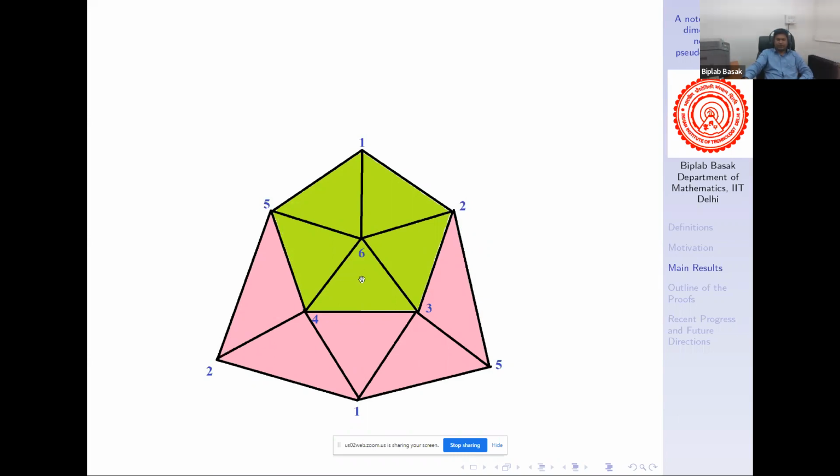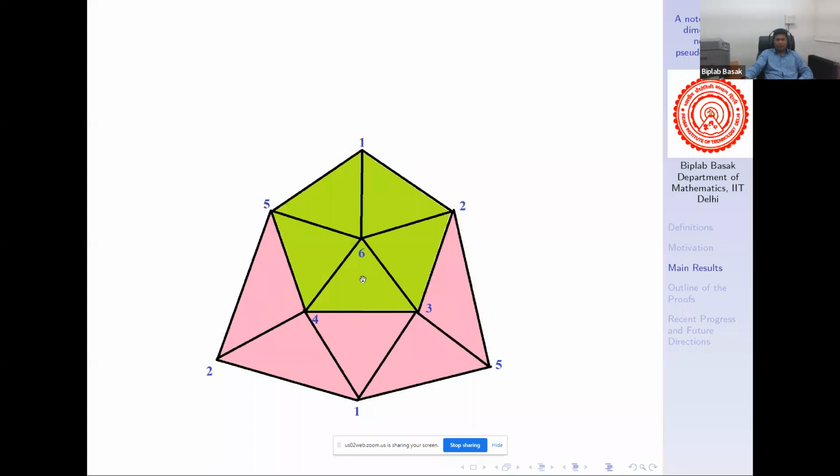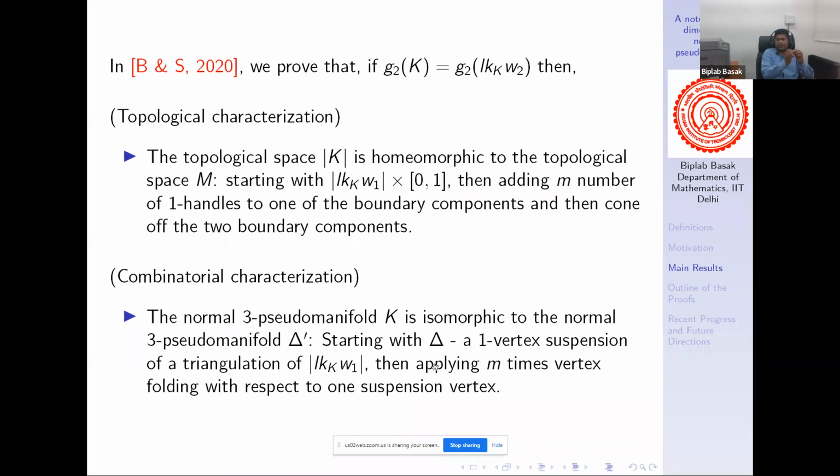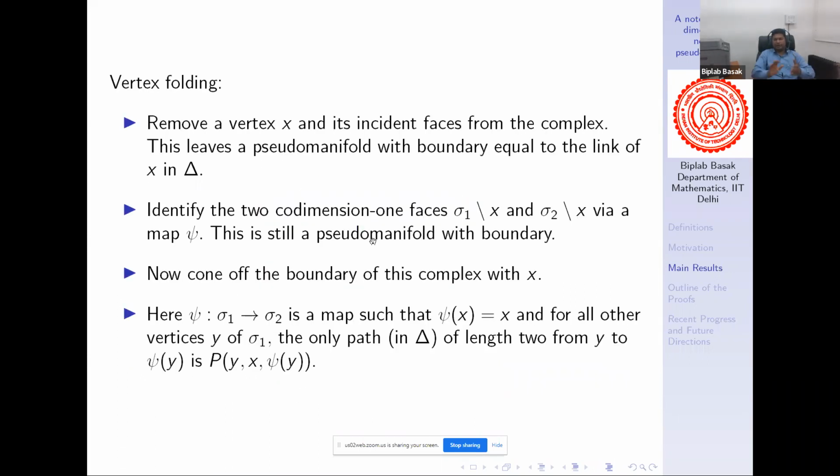Okay, so this is called the one vertex suspension, and now I introduce vertex folding. Note that combinatorially, the complex was: we start with a one vertex suspension of the triangulation of this, then we apply m times vertex folding. So I defined what a one vertex suspension is. Now I define what a vertex folding is.